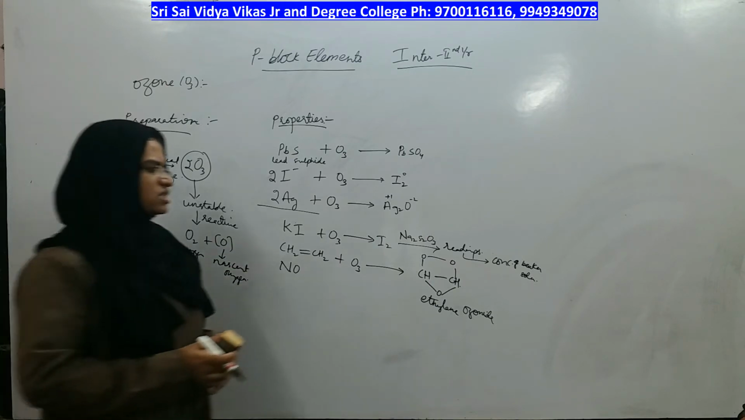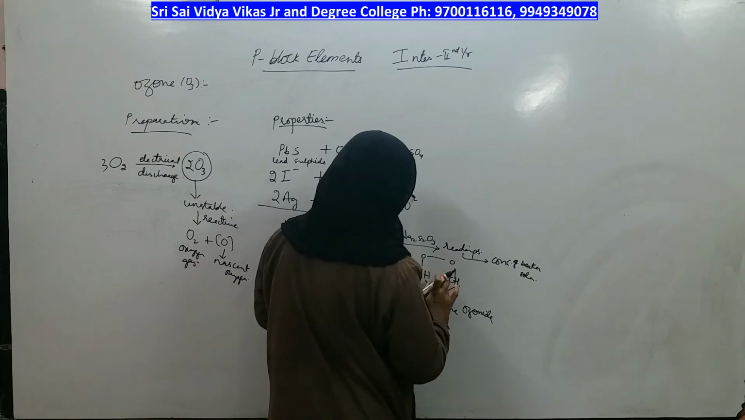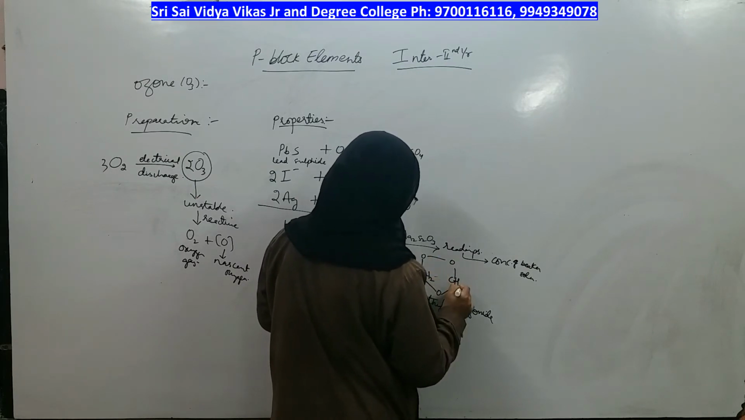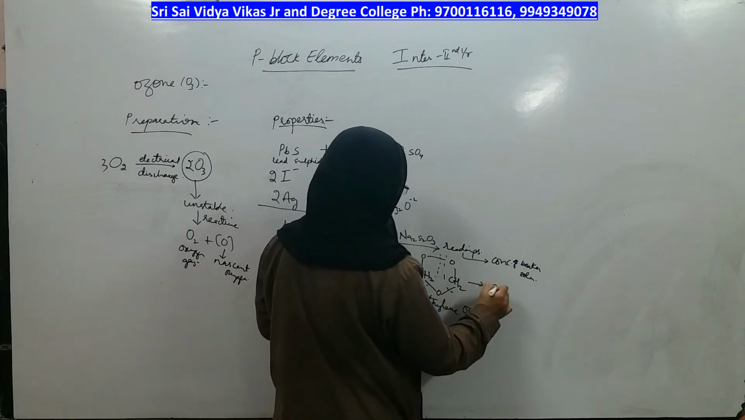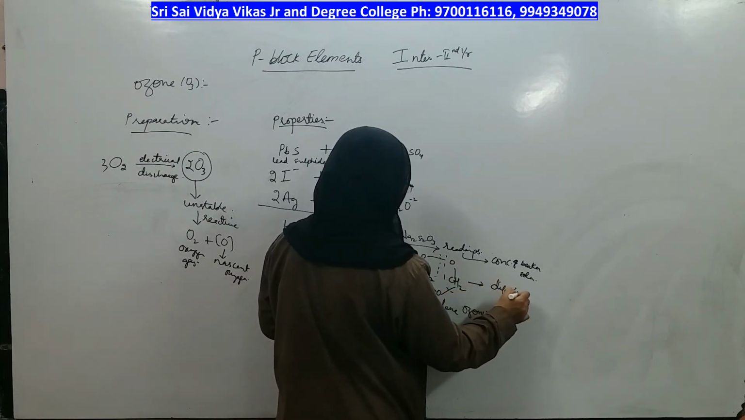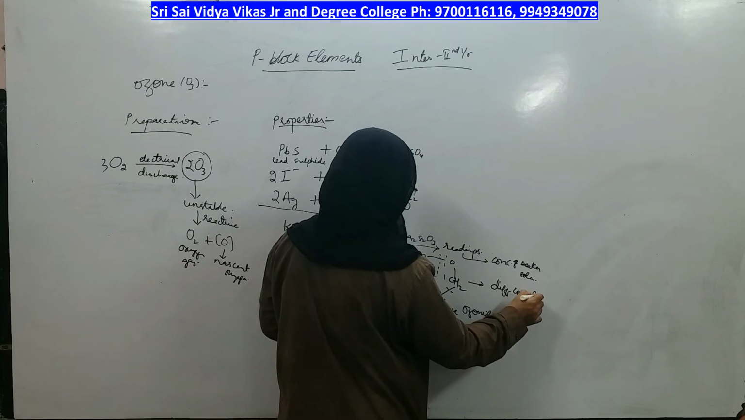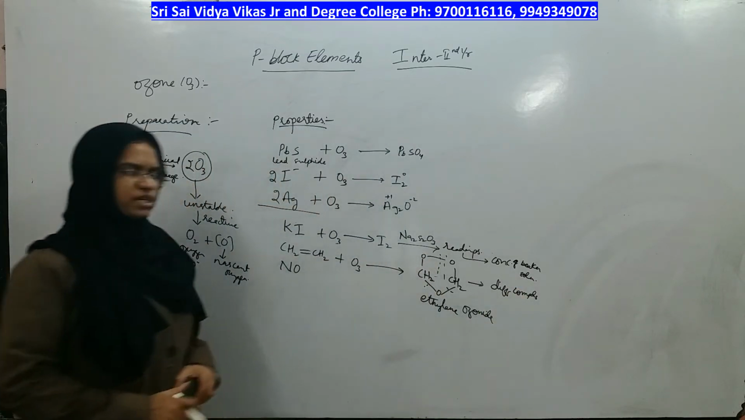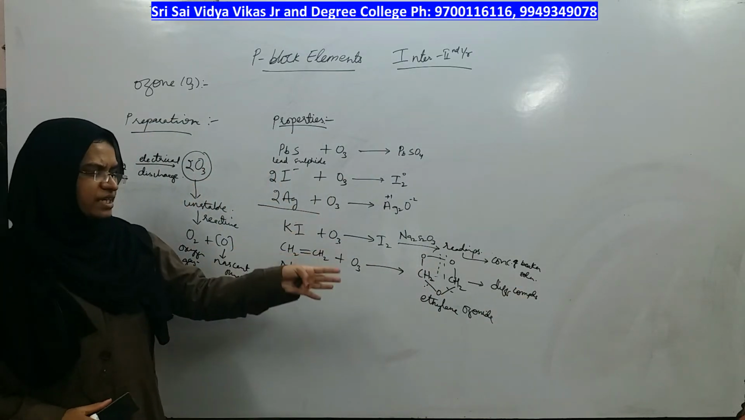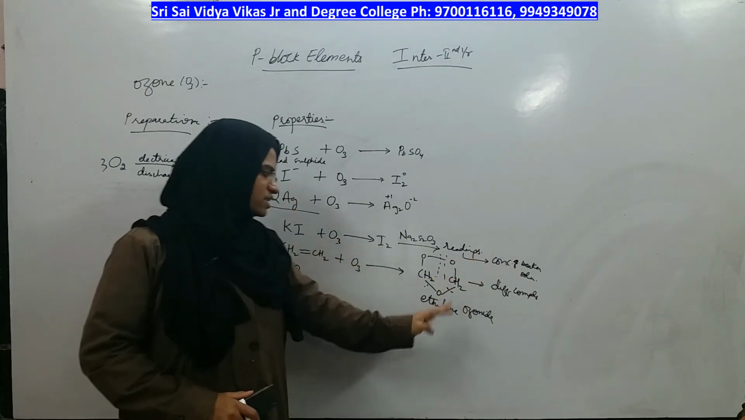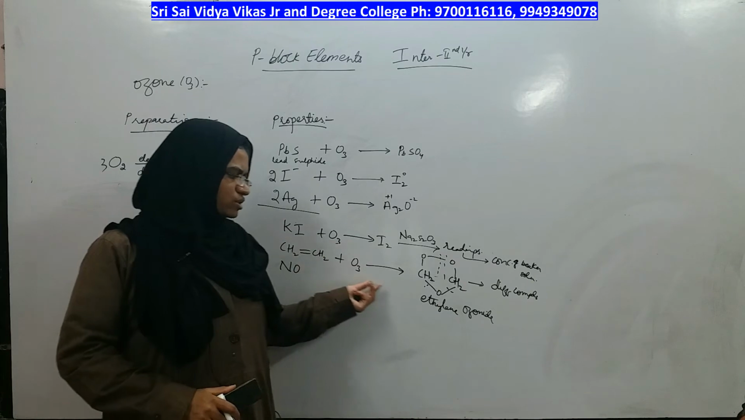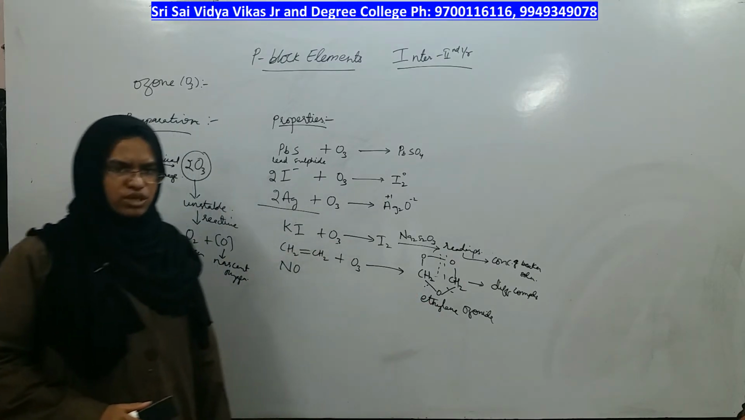These can be broken down to give you different compounds, and they are aldehydes. Okay. So till here you write that alkene reacts with ozone to give you ethylene ozonide, right.